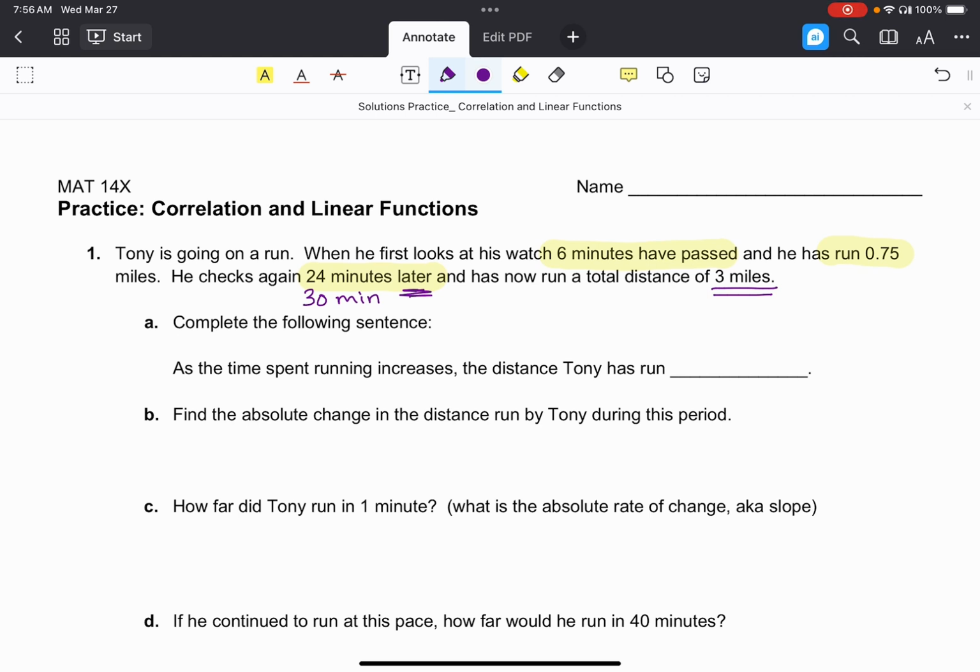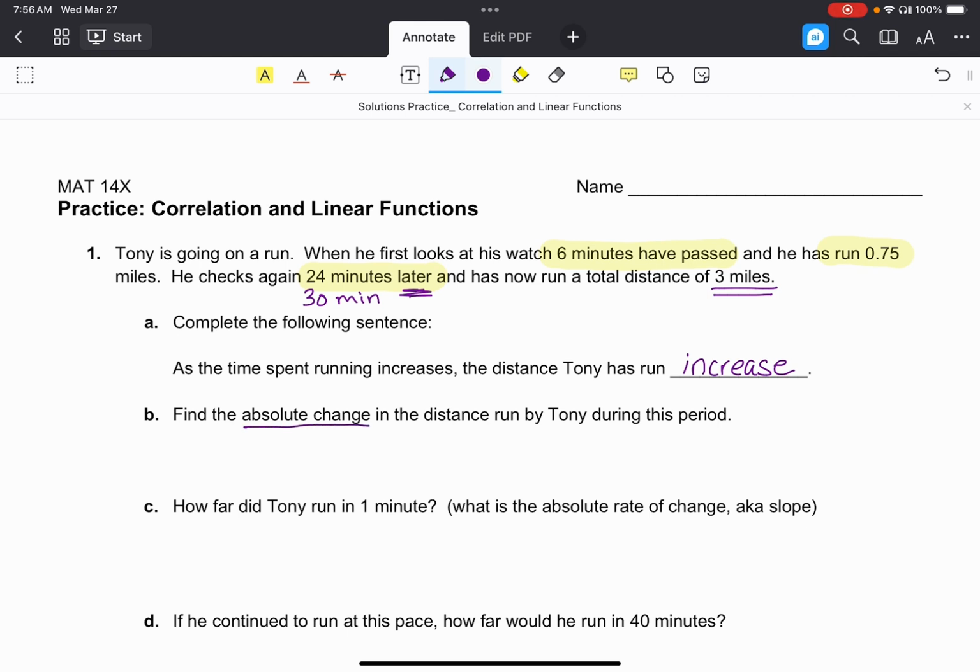Now, generally in this situation, as the time spent running increases, the distance that Tony has run is also increasing. There's a general positive trend between these two relationships. As time goes up, so does the distance. Now the question is sort of by how much.